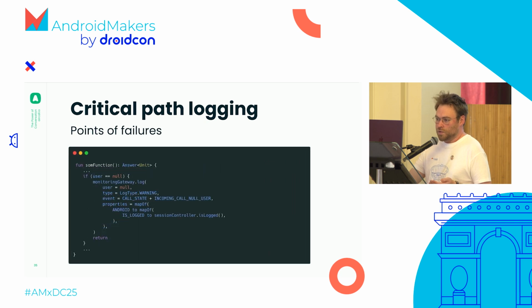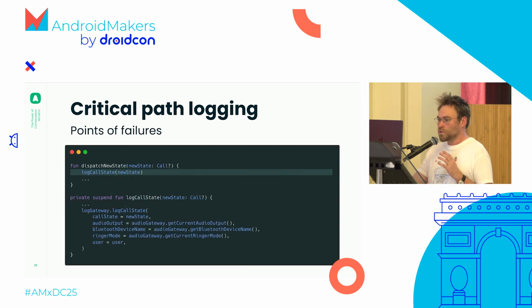For example, you can log an error when API requests or network requests are failing. You can also log potential points of failure regarding, okay, if there is no user at some point, we are in a very bad state. So monitor this kind of stuff. Also, one of the points of failure that might happen is the call being in an unexpected state.